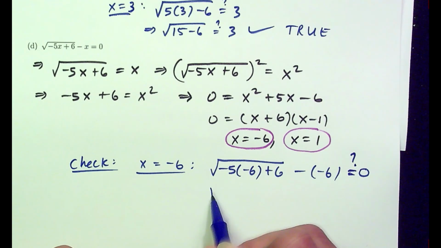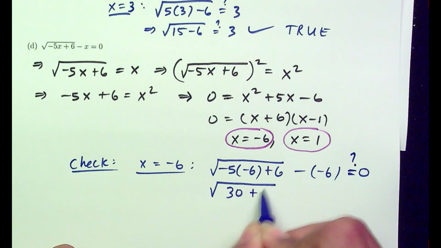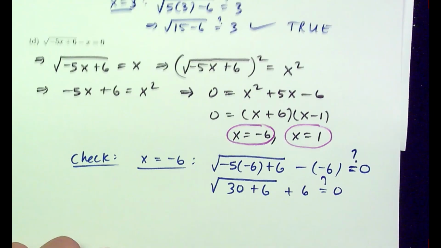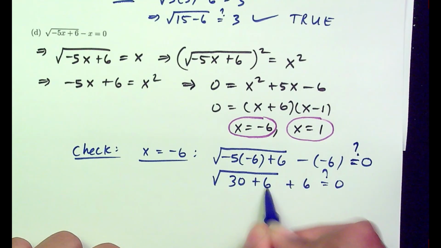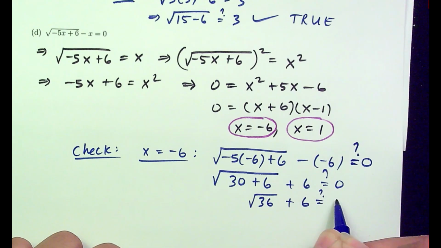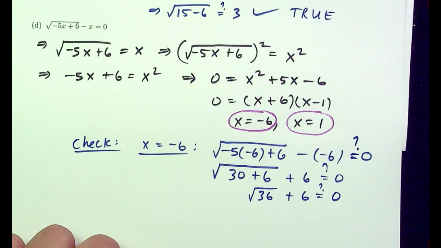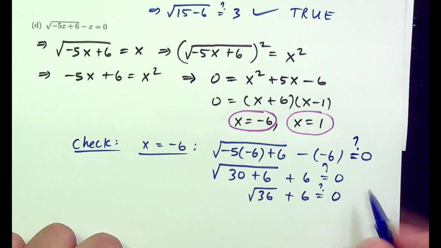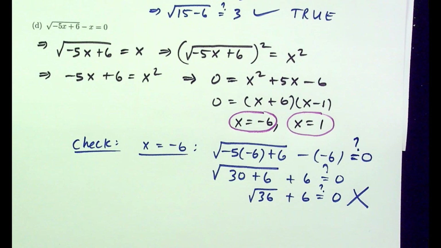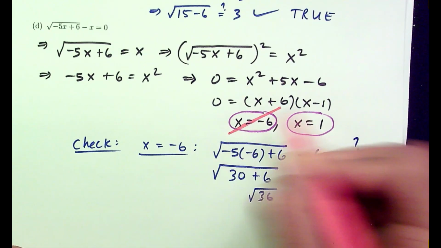Okay, let's simplify. Negative 5 times negative 6 is positive 30. Positive 30 plus 6, and minus negative 6 is positive 6, equals 0. Is that true? Positive 30 plus 6 would be the square root of 36. Is it true that the square root of 36 plus 6 equals 0? Well, the square root of 36 is 6, and 6 plus 6 is definitely not 0. So this is false. That means x equals negative 6 does not work. That is not a solution.